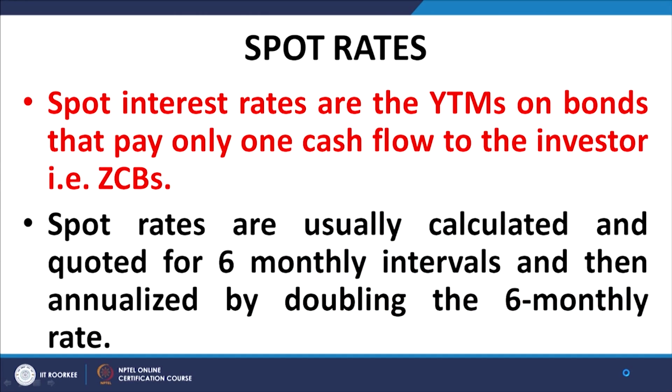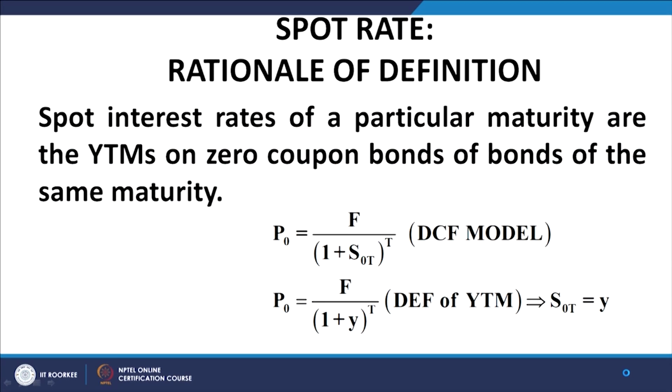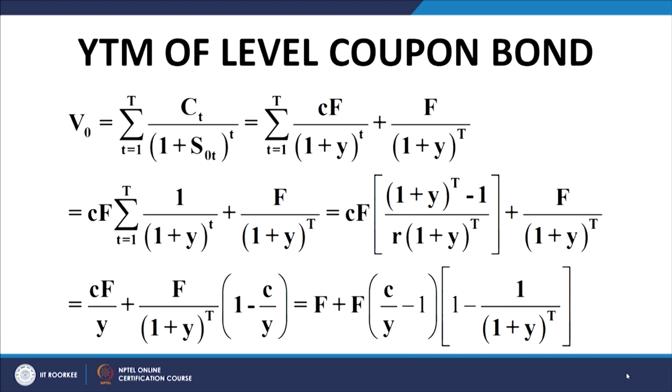Let me just read it once again. Spot interest rates are the YTMs on zero coupon bonds. So, that is precisely what we are getting here. The spot interest rate S 0 t is equal to the YTM of this zero coupon bond which we are considering in this slide. YTM of level coupon bonds, where the definition is the same, V 0 is equal to summation of C t divided by 1 plus S 0 t to the power t.